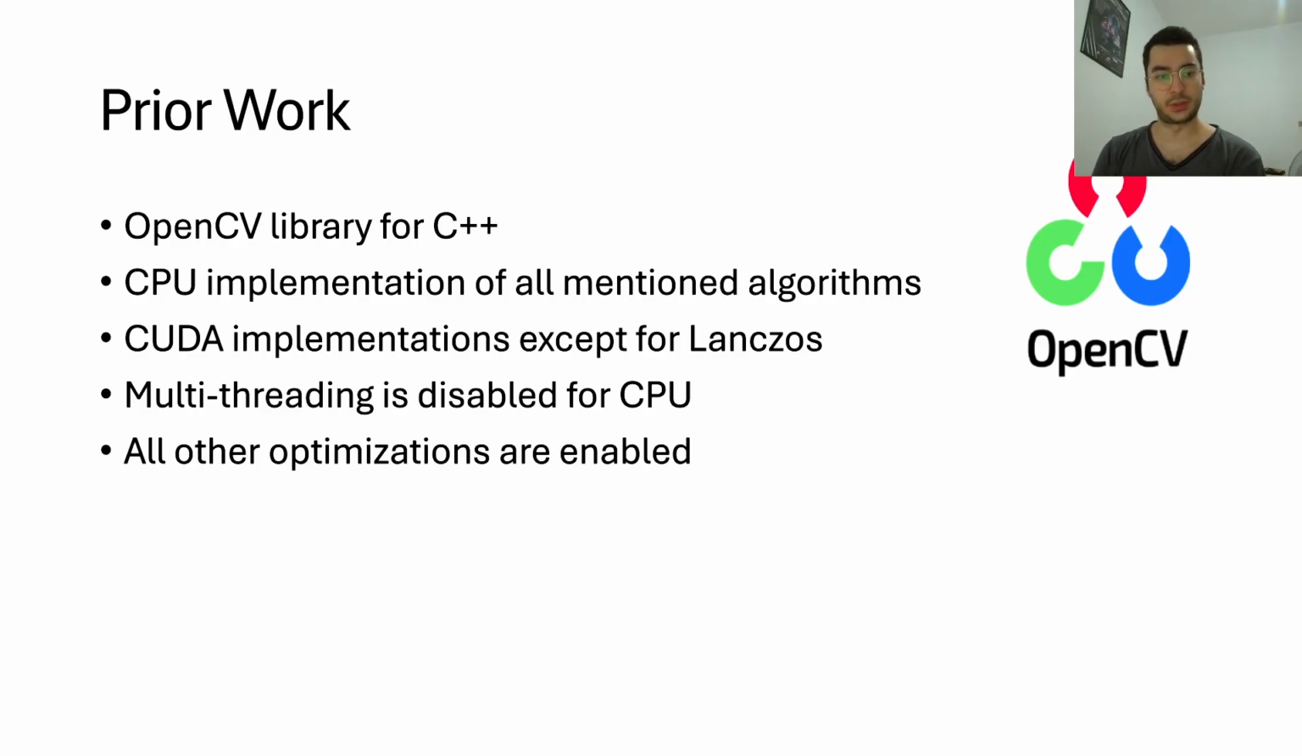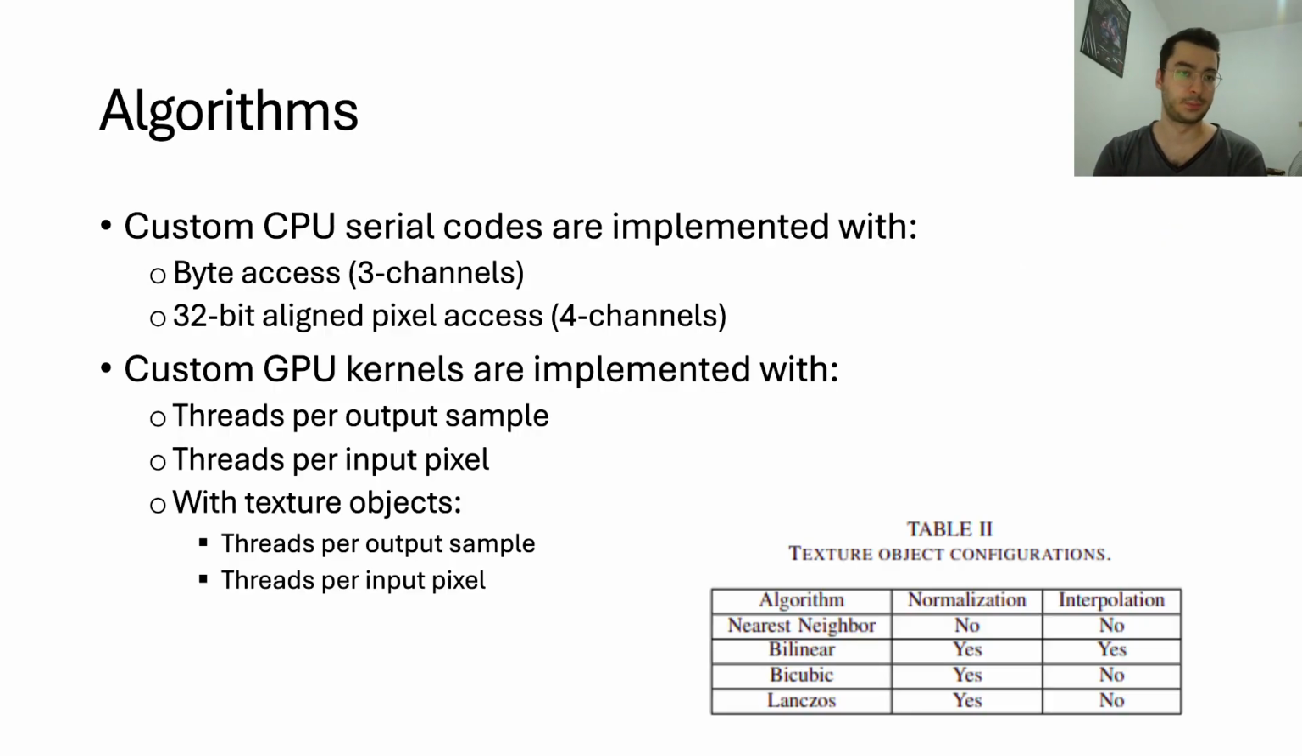There is also multi-threading support for CPU implementations, but I disabled it to be able to compare it with serial code performance. But all other optimizations are enabled, such as compiler optimizations and fast math optimizations.